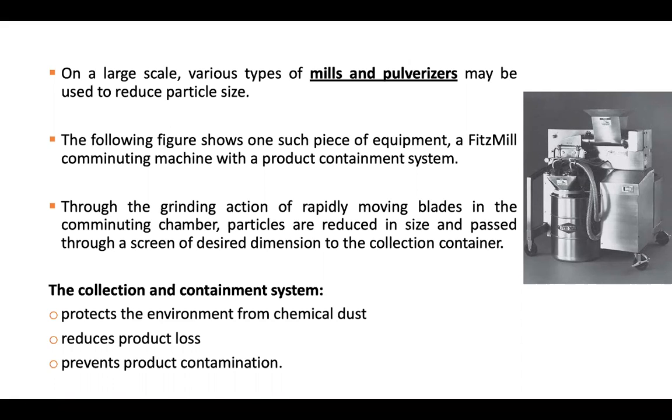You have an example in your kitchen. You also use a grinder there. Yesterday, as I told you, there are different processes of grinding. So you can have a grinder in your kitchen. Mostly you have used that. With it, the particle size can be reduced. Similarly, for the commercial way, you have a fitz mill by which you can reduce the particle size of a formulation as desired. The collection and containment system protects the environment from the chemical dust, reduces product loss, and prevents product contamination.